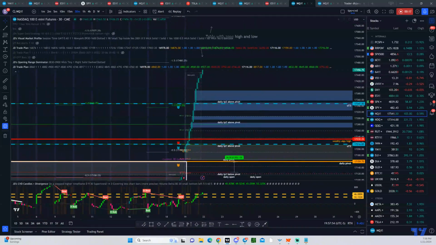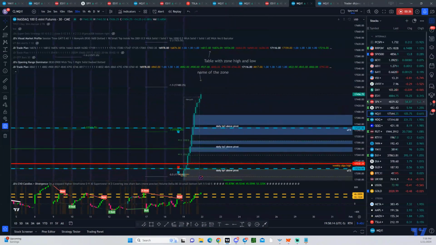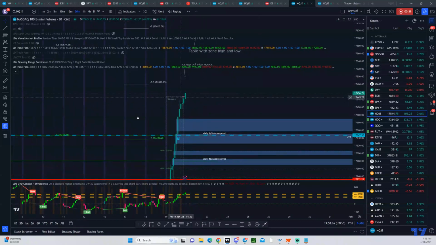All right. So as I said in the ES, we had a series of single prints here. This is the way that it looks. All these blue areas here are either a fair value gap or a single print. It just happened that these four areas here are single prints. NQ on Friday closed with a poor high. We got that area right here.